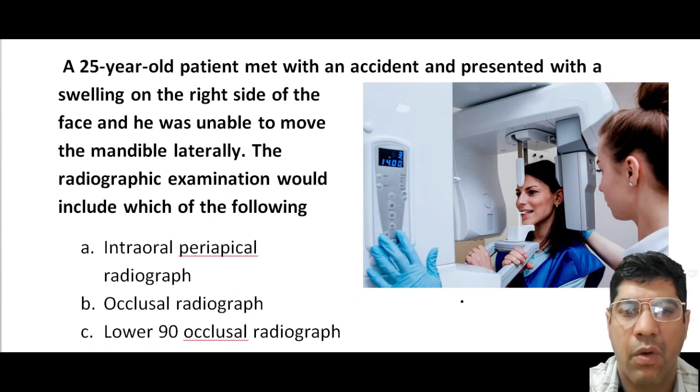A 25-year-old patient met with an accident and presented with swelling on the right side of the face, and he was unable to move the mandible laterally. The radiograph examination would include which of the following?